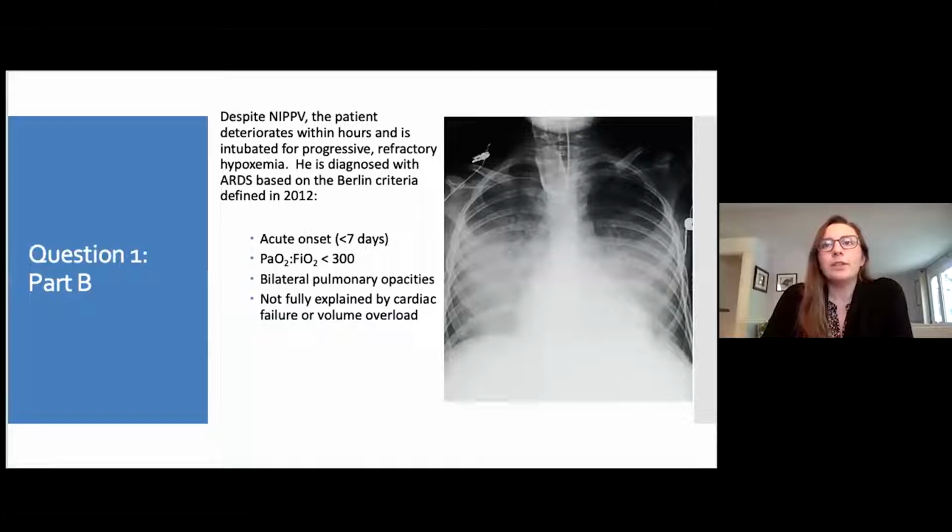So let's move on with this patient. Unfortunately, he does not get better, and despite the non-invasive, he deteriorates, is intubated for progressive refractory hypoxemia, and is diagnosed with ARDS based on the Berlin criteria defined in 2012. This is summarized below. This is a process that is acute in onset, less than 7 days. His P to F ratio is less than 300. He has bilateral pulmonary opacities, and they're not fully explained by cardiac failure or volume overload.